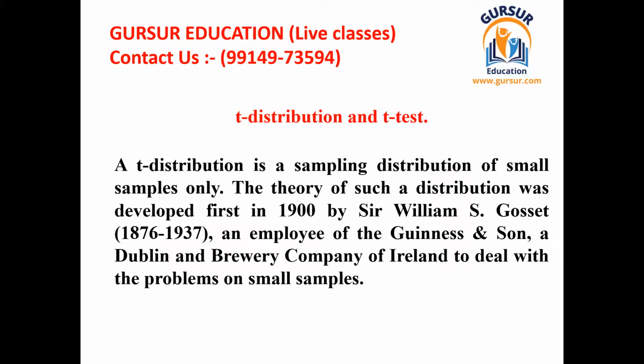The next is the T distribution. T distribution is also known as the T test. It was propounded in the year 1900 by Sir William S. Gosset. He lived in that era. He was an employee of Guinness and Son, a Dublin brewery company of Ireland, to deal with the problems of small samples. For dealing with the problem of small samples, he propounded this distribution. This is known as the t-test.